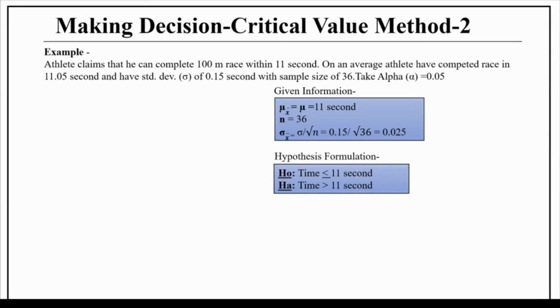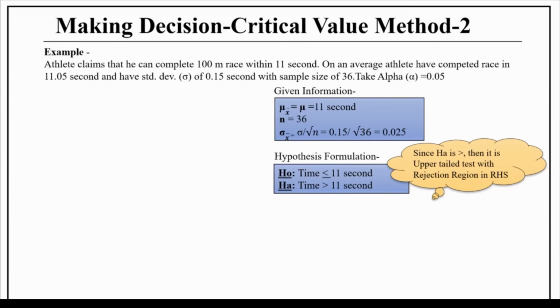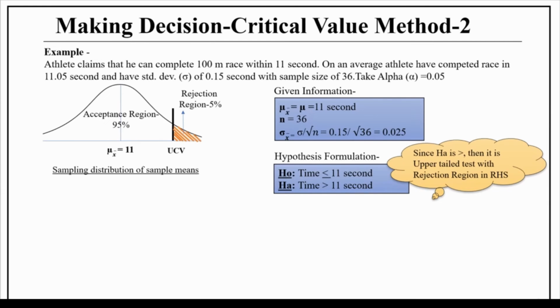Now let's formulate the hypothesis. Here the null hypothesis is that the time taken to complete the race is less than or equal to 11 seconds, since the claim made by the athlete is completing the race within 11 seconds. Now the alternate hypothesis, which is the opposite of the null hypothesis, will be that the time taken is greater than 11 seconds. Since there is a greater than sign in the alternate hypothesis, it is an upper tail test with the rejection region on the right hand side. This is a graphical representation of the data which is given to us with the rejection region on the right hand side having 5% of the normal distribution.